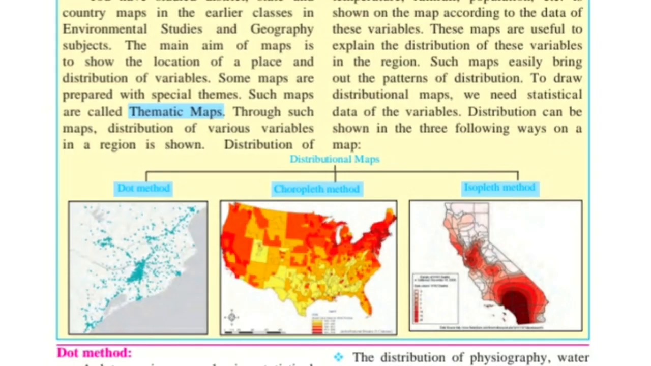So these are the three types of methods: the dot method, choropleth, and isopleth method. Here the chapter ends. We can conclude the chapter now. Thank you.